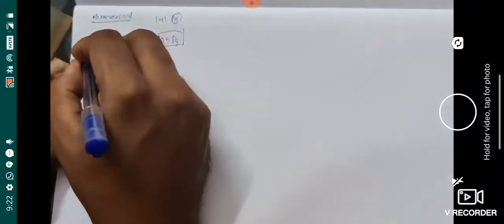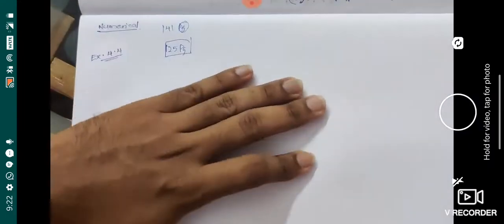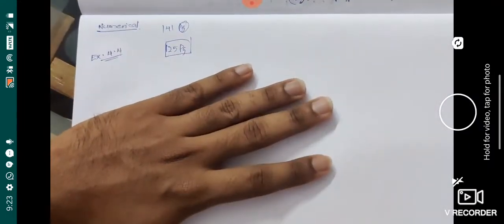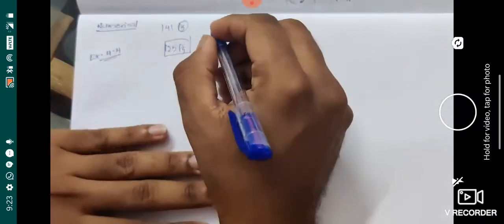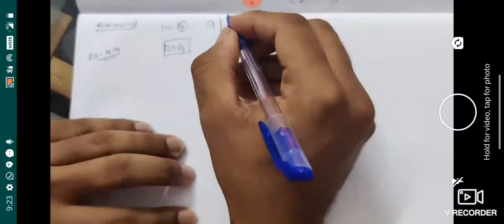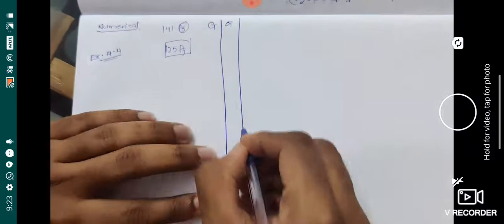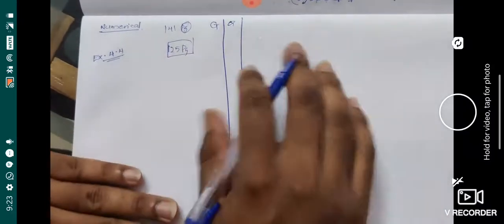So the example is 4.4. Example 4.4. We can do this numerical now. What is being asked in the question is you have to develop a stage discharge relationship. The table is given with the gauge reading and the discharge, and the gauge reading is from 7.65 meters to 11.70. So you'll have the gauge reading, the G reading, and then the discharge is also given. This is what has been given, and you need to make a relationship between these.